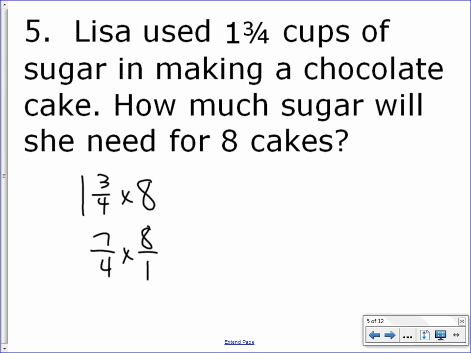I can cross reduce. 4 and 8 share a common factor of 4. 4 divided by 4 is 1. 8 divided by 4 is 2. 7 times 2 is 14. 1 times 1 is 1. Any whole number, any number over 1 is itself. So my answer is 14 cups.